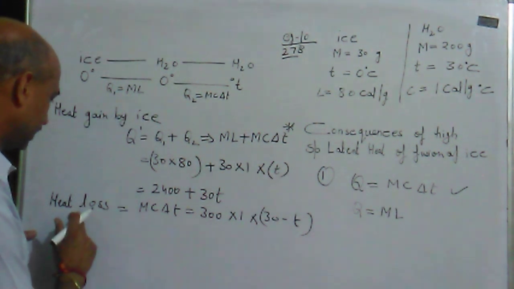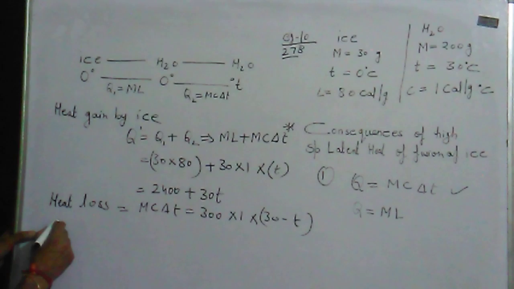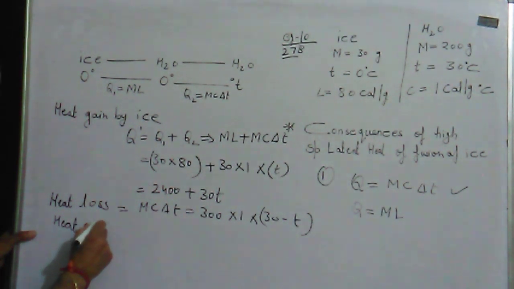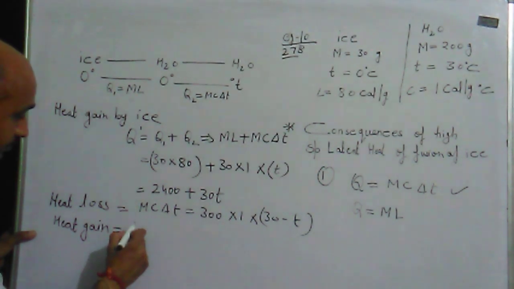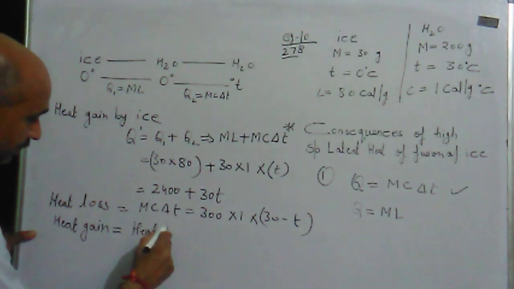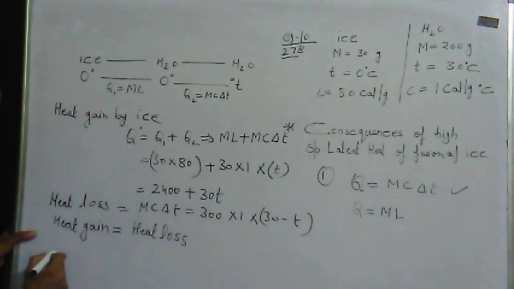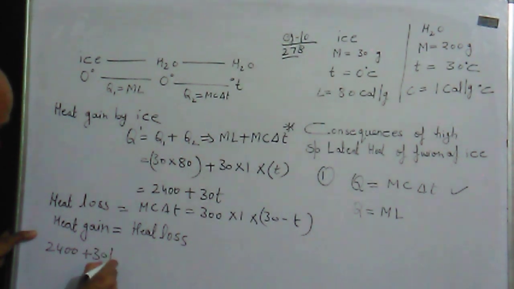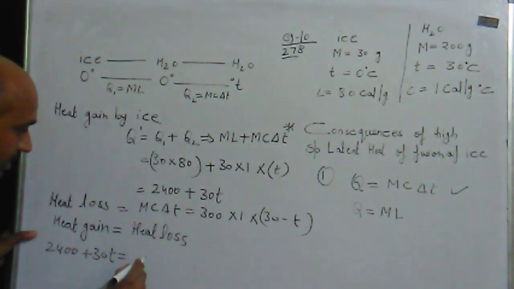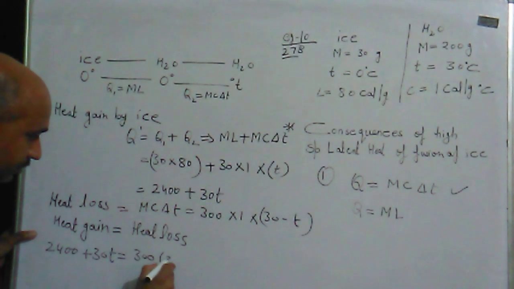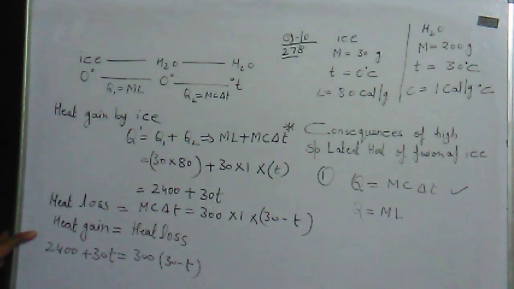So heat gain equals to heat loss. Principle of calorimetry लगा दो. Heat gain equals to heat loss. So heat gain कितना हुआ है? So it will be 2400 plus 30T equals to heat loss. कितना हुआ है उसको? The heat loss will be 300 into 30 minus T. So this is the heat loss. Okay, ये heat loss है.